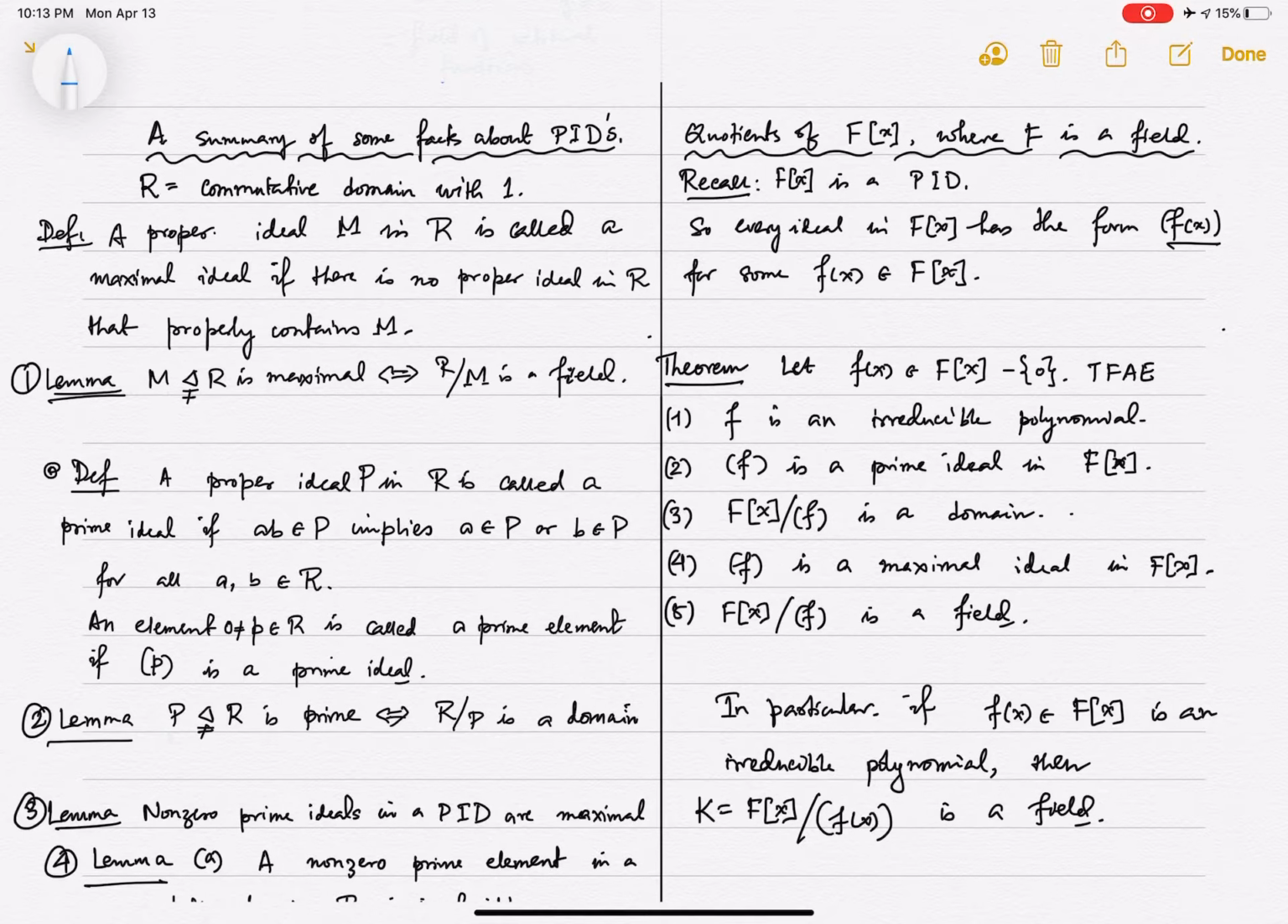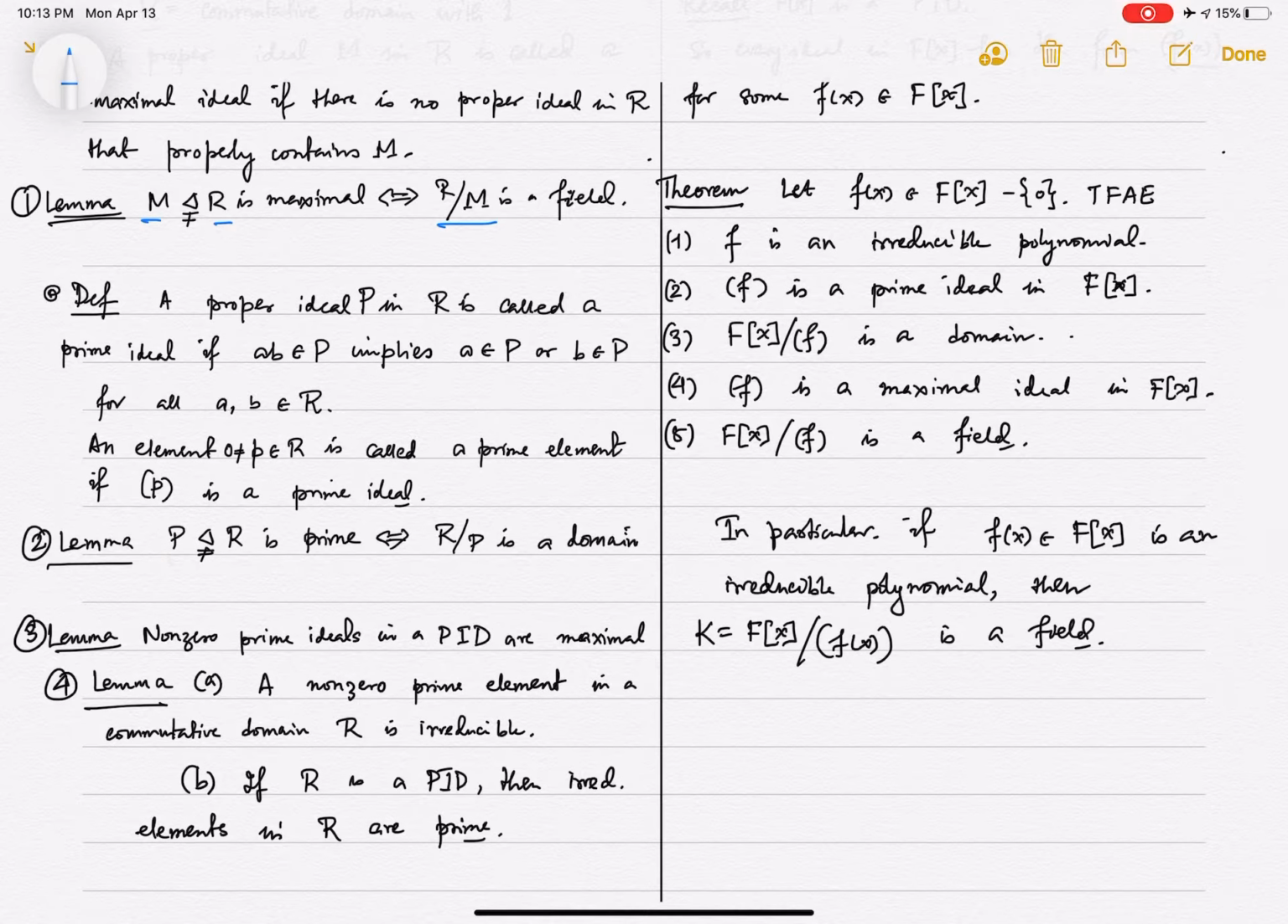First, I'm going to collect some facts about PIDs. So R is going to be a commutative domain with 1. A proper ideal M is called a maximal ideal if there is no proper ideal that properly contains M. So you have R and you have M. If you find another ideal in the middle, then it has to be either M or R. There is nothing strictly in between. I have a way to recognize maximal ideals. A proper ideal M is maximal if and only if when you quotient by it, you get a field.